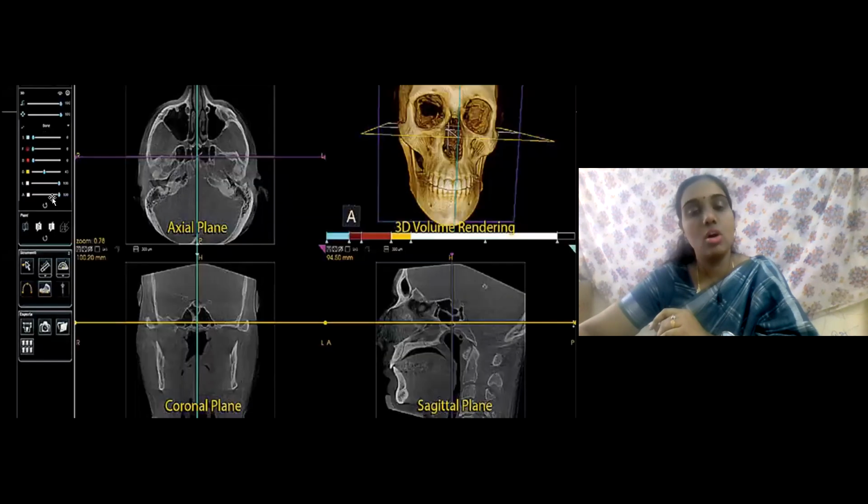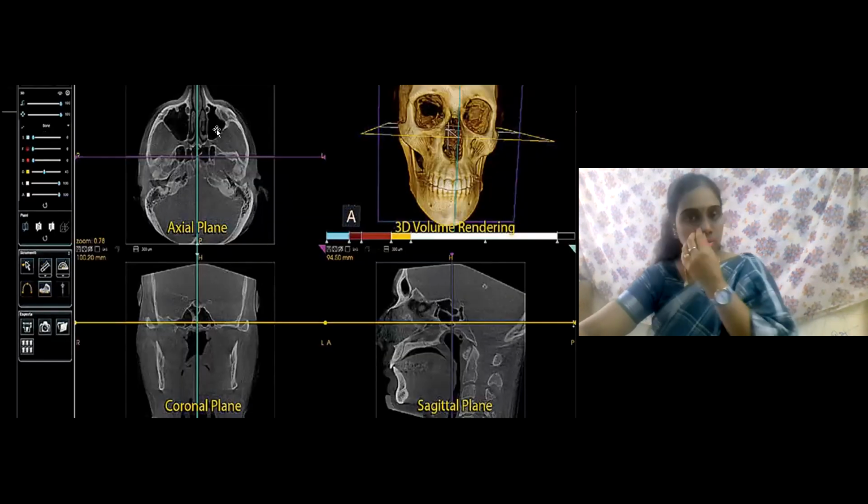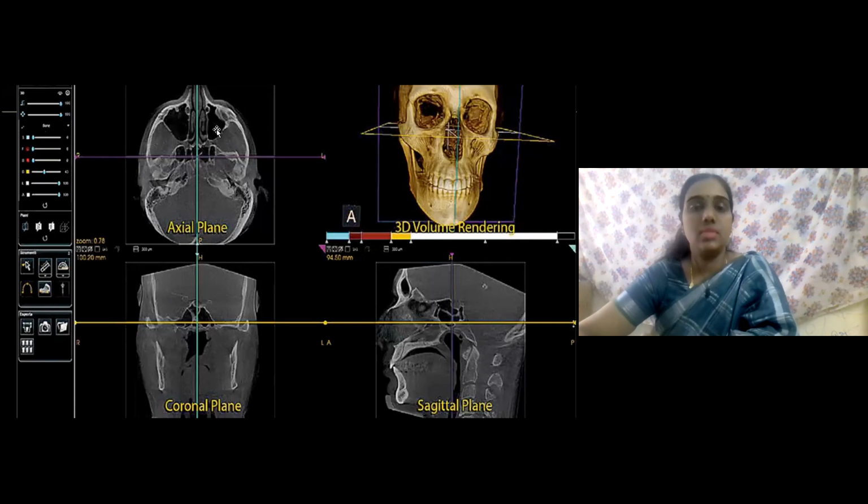So this is a default screen which will open. This is from a casting software, but there are many other softwares. Basically, it will be like this. It will have an axial plane, coronal plane, and sagittal plane, and a 3D volumetric rendering plane. This is the screen which will open, and you will have all the facilities to make measurements or arch plans. And for implant measurements, all the tools which we use for these will be present on the left side.